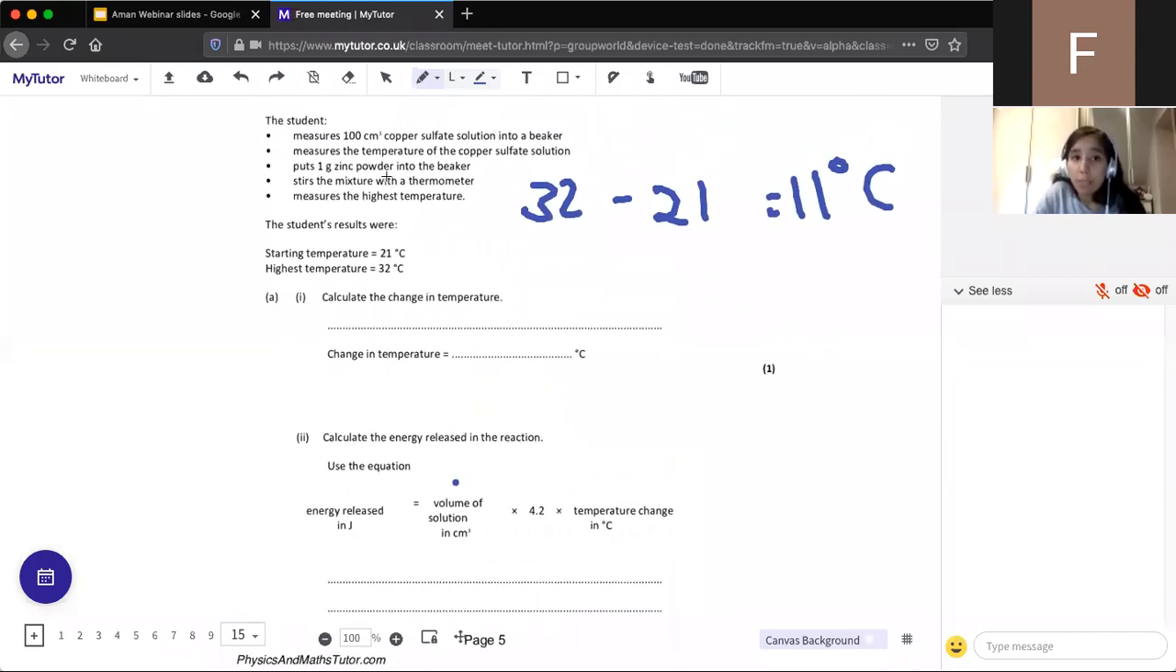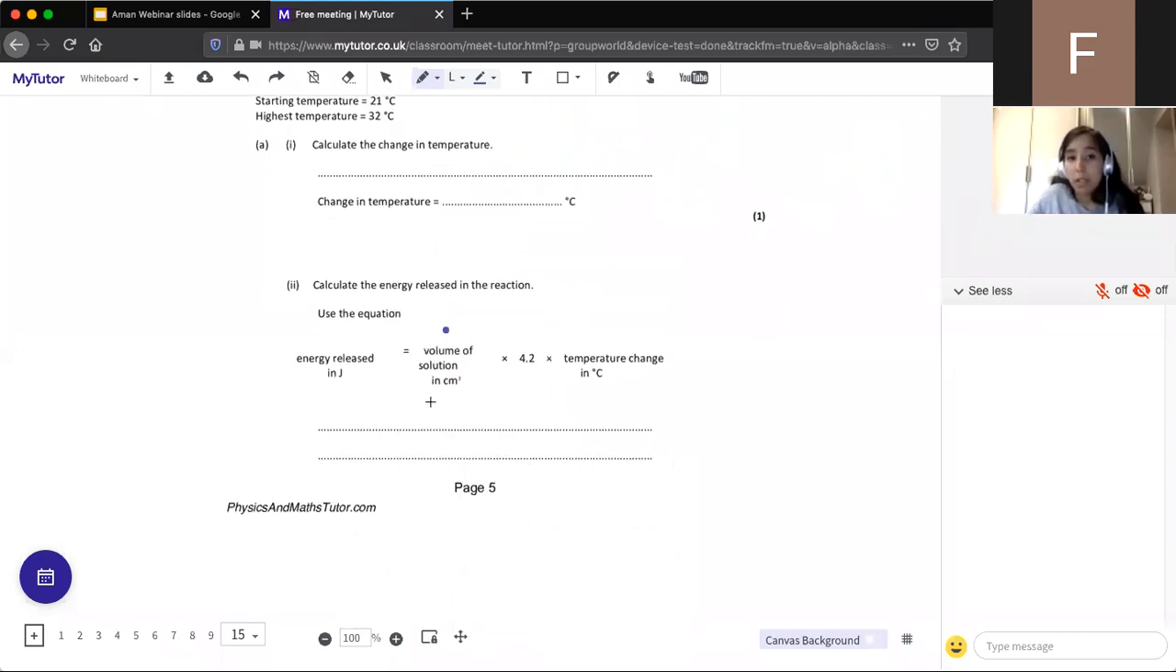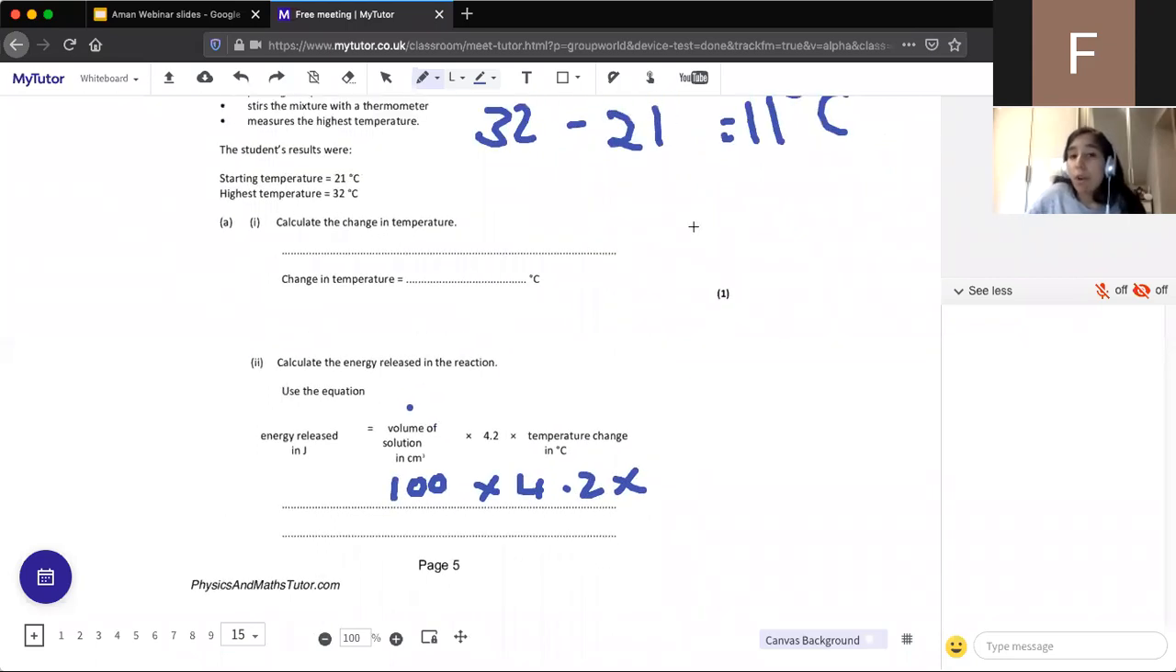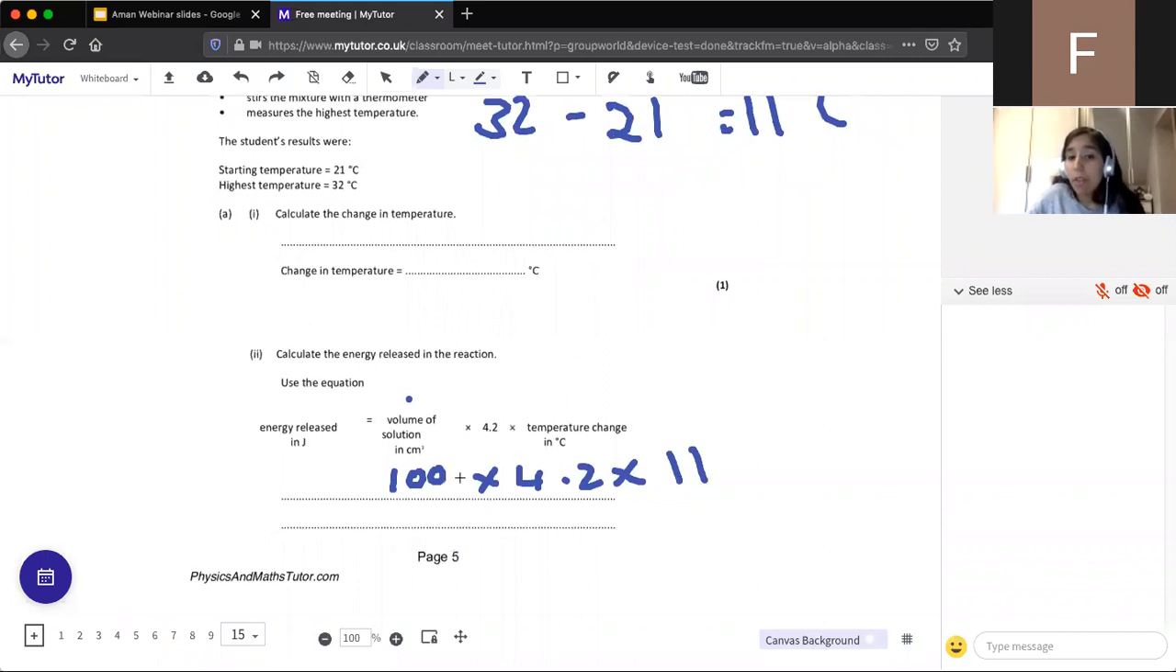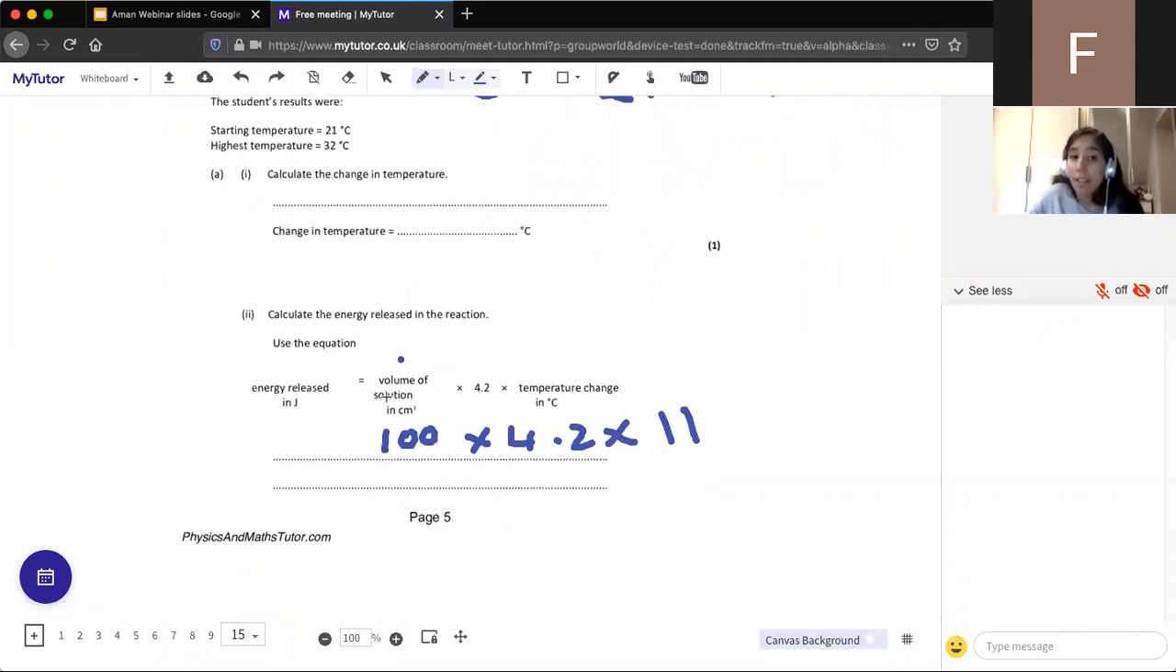And if we have a look, we had 100 centimeters cubed of copper sulfate times 4.2 times the temperature change. So you don't need any prior knowledge to be able to do it. They've given you the exact equation and they've given you what units each of them has. So if you do get given that question, because it's not on the syllabus anymore, they would tell you exactly what you need to be able to do that.